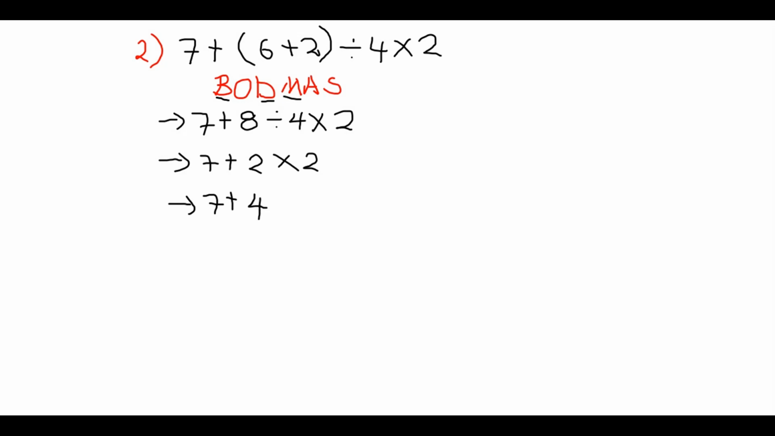And then the last step, we have got addition. So we add 7 plus 4, it gives us 11. That's the final answer. So that's how we do it. That's how we manipulate numbers using the word BODMAS. If you have got different operations, like addition, subtraction, multiplication, and also division, this is how we do it.